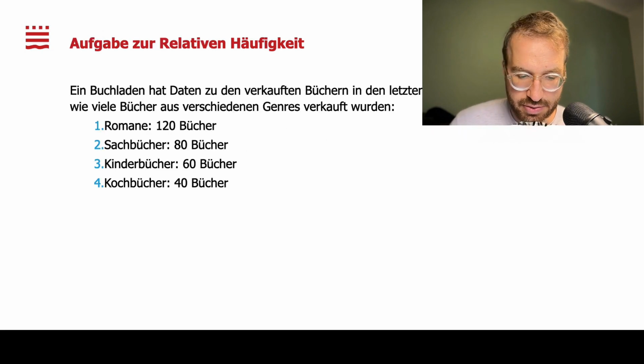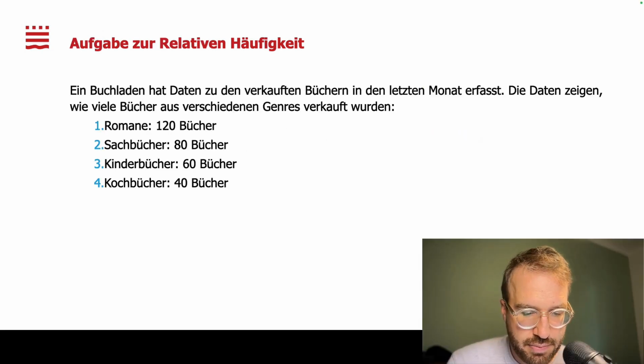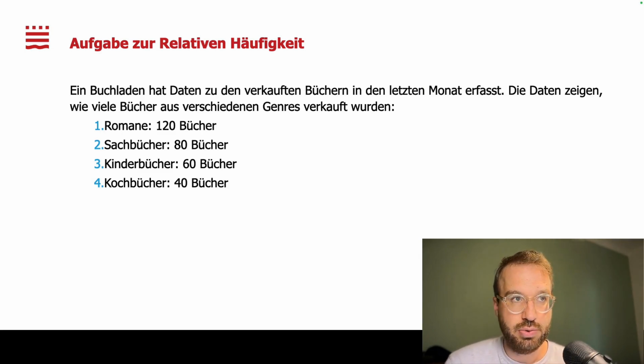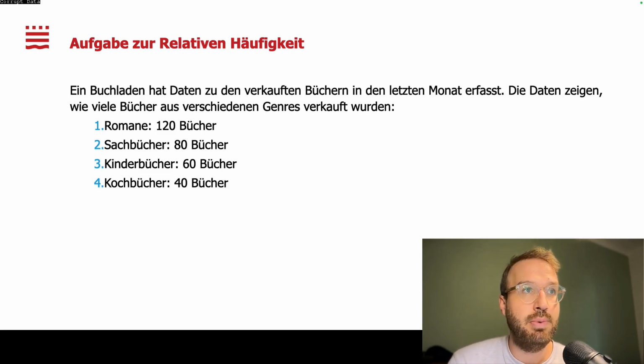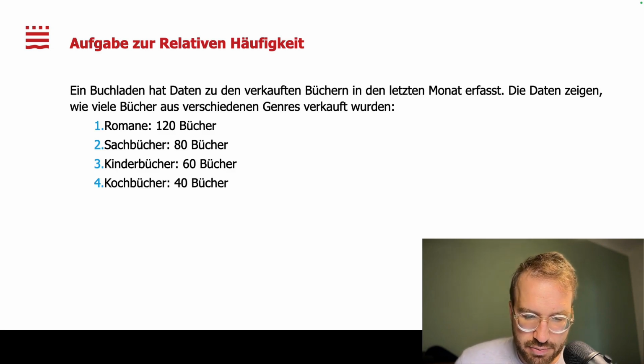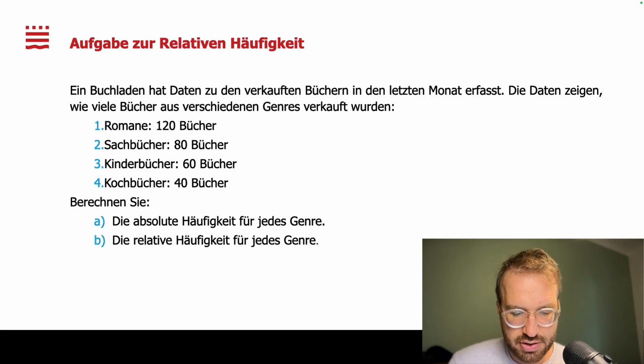Finally, we would like to briefly provide an example of relative frequency. Let's take a quick look at this. A bookstore has recorded data on books sold in the last month. This data shows how many books from different genres were sold. There are therefore novels, non-fiction books, children's books, and cookbooks. And you should determine the absolute frequency for each genre and the relative frequency for each genre.